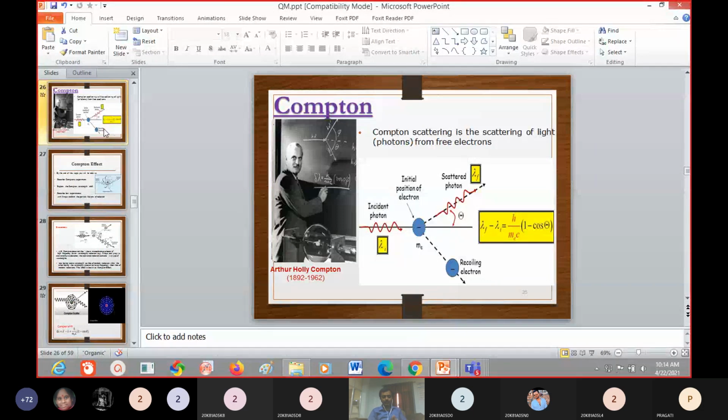So today we will discuss the Compton effect. In the last class we discussed the photoelectric effect. We already revised the photoelectric effect two times, so I am not going over it again. I think everyone understood the photoelectric effect. If you have any doubt, you can ask after the completion of this class. Now we are going to the Compton effect.